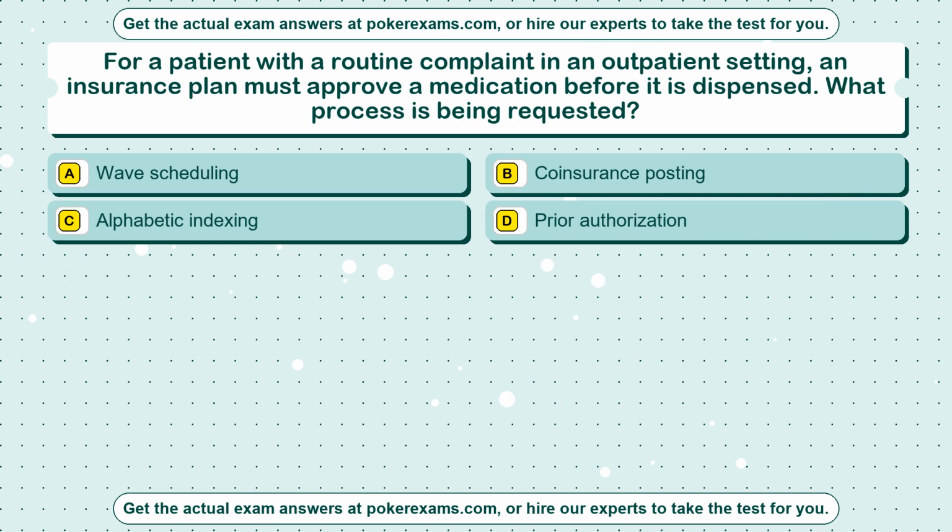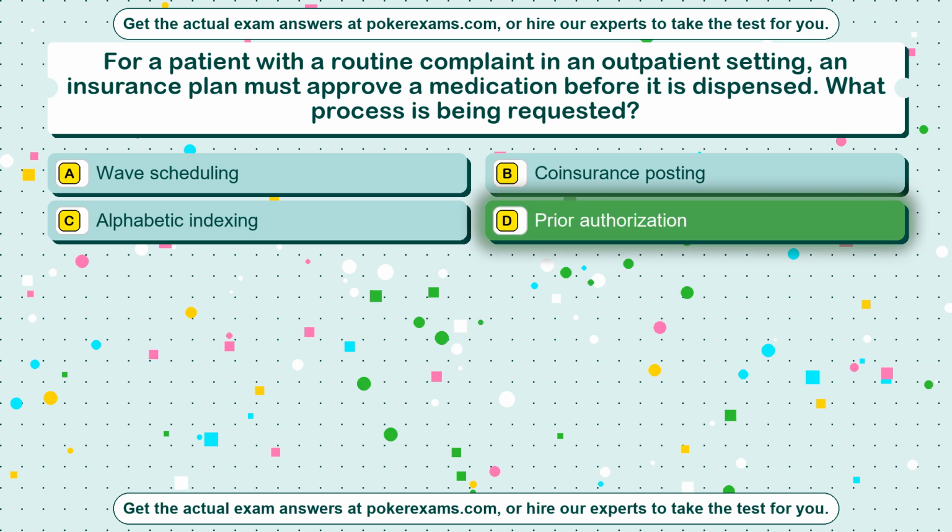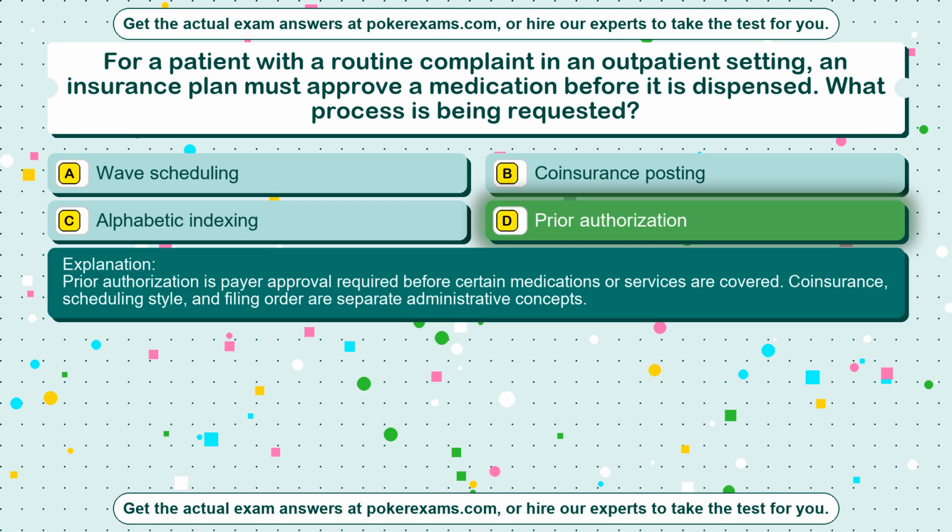Question 64. For a patient with a routine complaint in an outpatient setting, an insurance plan must approve a medication before it is dispensed. What process is being requested? Option A, waive scheduling. Option B, coinsurance posting. Option C, alphabetic indexing. Option D, prior authorization. The correct answer is option D, prior authorization. Prior authorization is payer approval required before certain medications or services are covered. Coinsurance, scheduling style, and filing order are separate administrative concepts.